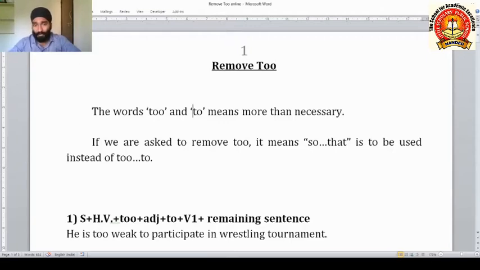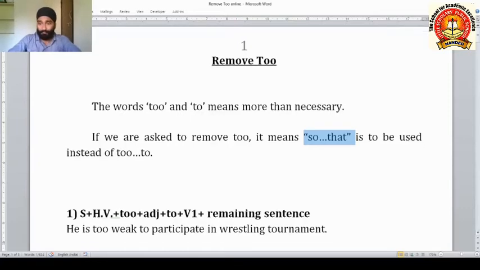It means you have to remove both TOO and TO2 and you have to use "so that" instead of "too". That we are going to learn: how to remove "too" and how to use "so that" instead of "too".